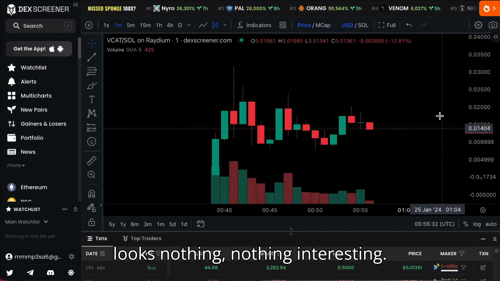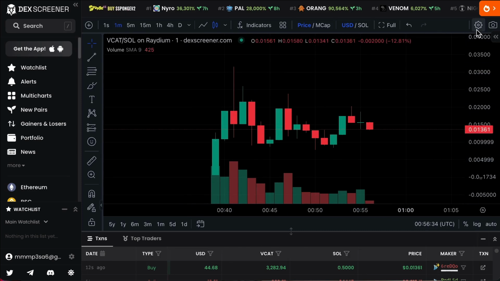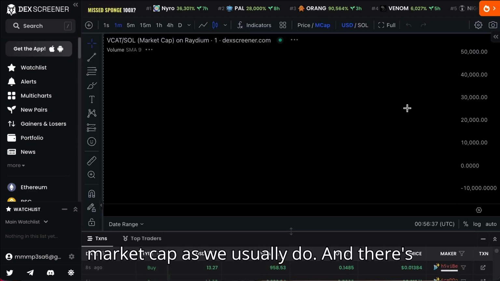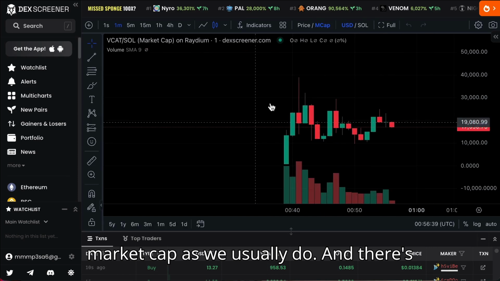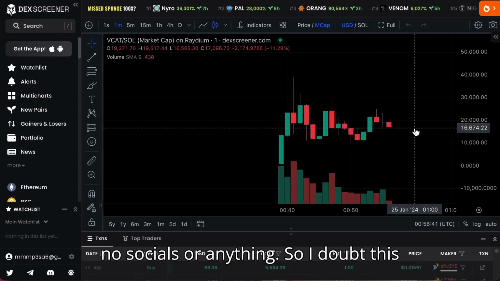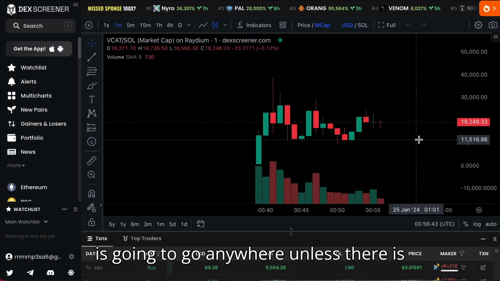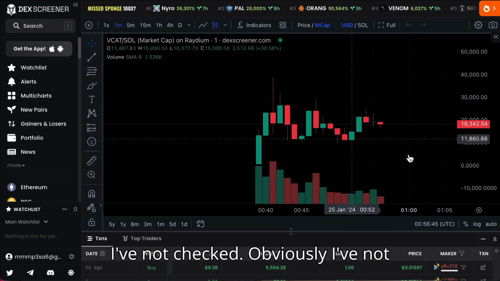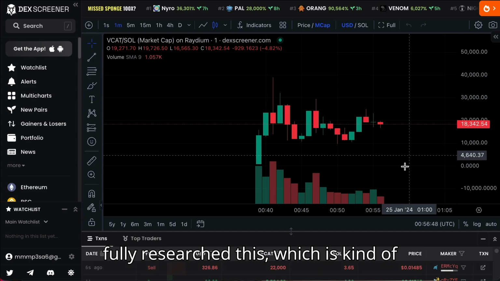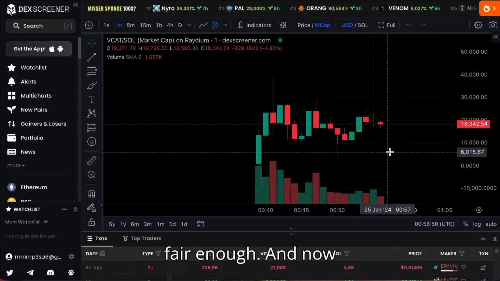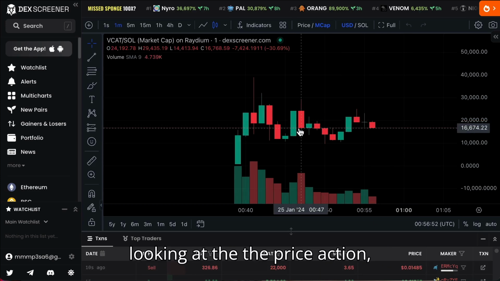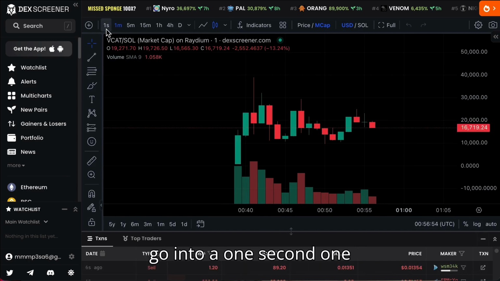Now, the chart looks nothing interesting. We're going to switch it to market cap as we usually do. And there's no socials or anything, so I doubt this is going to go anywhere unless there is something in the background that I've not checked. But obviously, I've not fully researched this, which is fair enough. Now looking at the price action, go on to a 1 second chart.